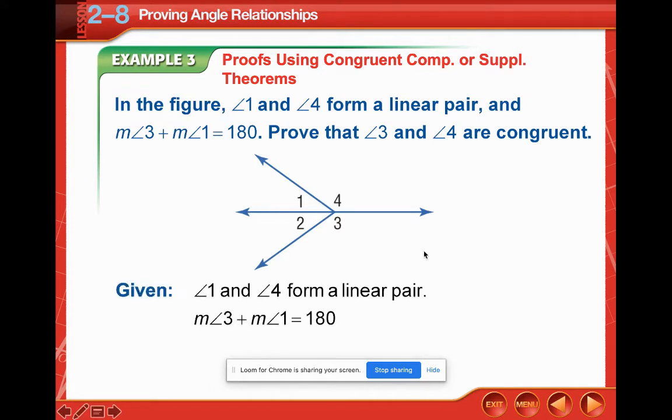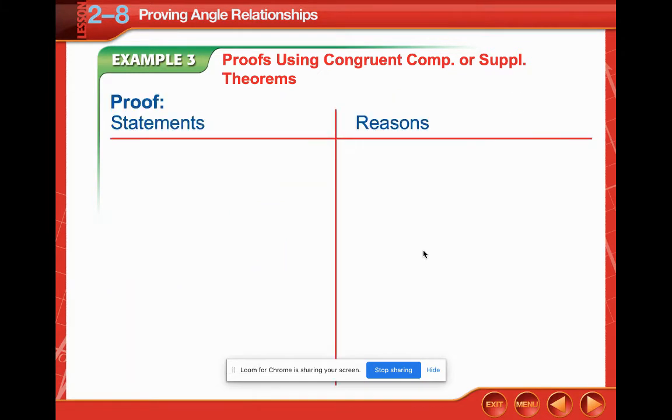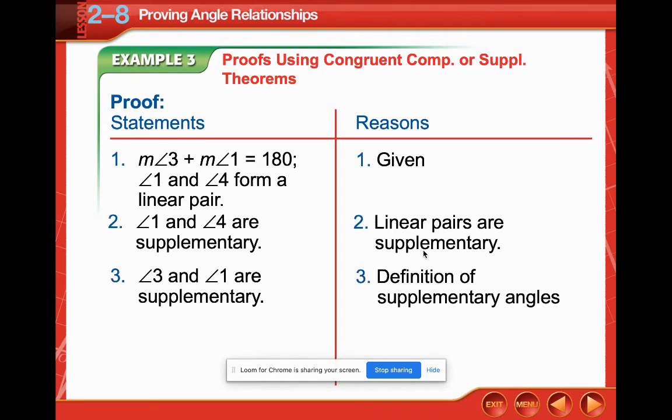Let's prove it. Given angle 1 and angle 4 form a linear pair. Measure of angle 3 plus measure of angle 1 equals 180. Prove, you can't read it, angle 3 is congruent to angle 4. Let's prove it. Proof. Statements. Reasons. Statement 1.